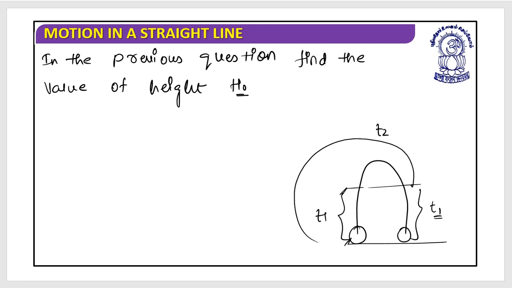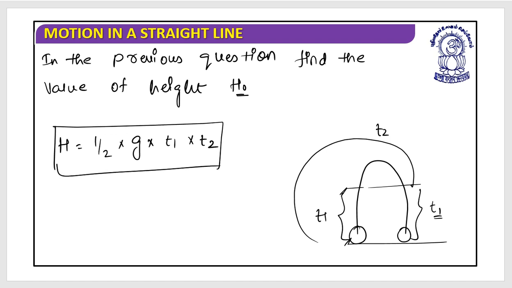So what we have derived in our classes was that this h should be equal to half into g multiplied by t1 into t2. You must remember this. This would be the answer. This has been asked twice in the medical examinations, so there could be a probability of it being asked. So this is h, and that should be equal to 1 by 2 into g into t1 into t2.